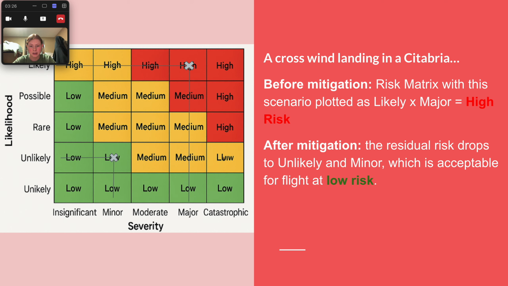Here's the chart again I showed you in the first slide. For the crosswind landing in a Citabria before mitigation, the risk matrix with this scenario plotted as likely and major, which is a high risk in the top right red zone. After mitigation, the residual risk drops to unlikely and minor, which is acceptable for flight at low risk in the bottom left green area.